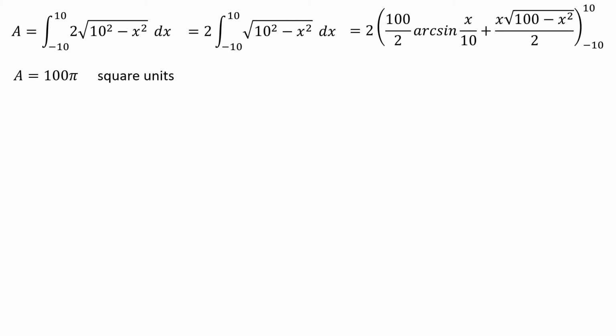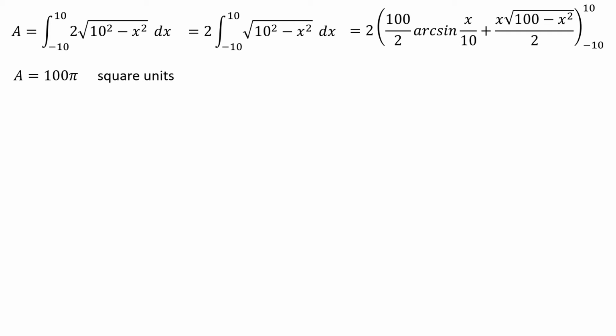Then, of course, we've got the plus sign. And then we got another fraction. There's always an x in front of the square root symbol. There's always a 2 in the denominator. And that 100 minus x squared reappears there. And then we have to evaluate it from negative 10 to 10.